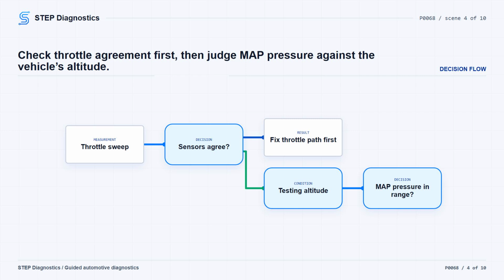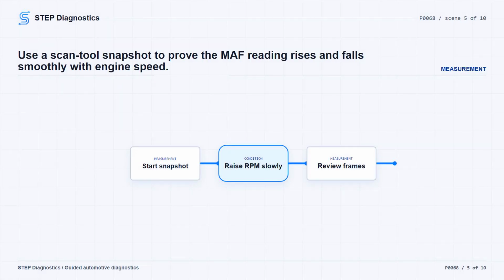If the throttle sensors agree, determine the vehicle testing altitude and compare the MAP pressure reading to the altitude versus barometric pressure range. If you do not have the needed pressure range for that altitude, pause, recheck the earlier diagnostic path, and avoid guessing. If the MAP value is out of range, follow the MAP performance fault path. If it is in range, move to the MAF check.